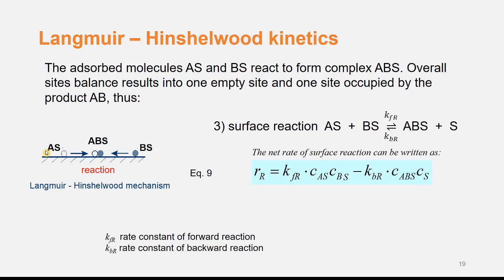So now the two adsorbed species, AS and BS, must come together and react, forming ABS, which is the product component adsorbed onto the surface of the catalyst. Note that this reaction releases one site S. The surface reaction is reversible, which is one of the assumptions of the Langmuir-Hinshelwood mechanism. And the backward reaction is ABS reacting with a vacant site S, forming AS and BS.